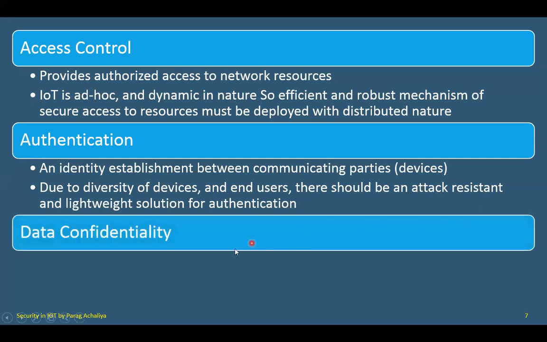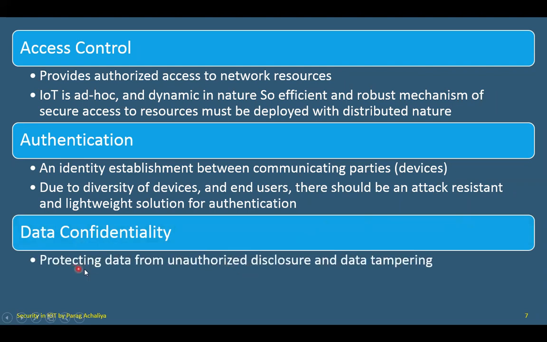Then the third one is data confidentiality. It means protecting data from unauthorized disclosure and data tampering. So data confidentiality means we need to protect the data from unauthorized users, and an unauthorized user must not tamper with the data. That means they must not modify or delete the data. This is the process of data confidentiality, where the data should be protected from unauthorized users.